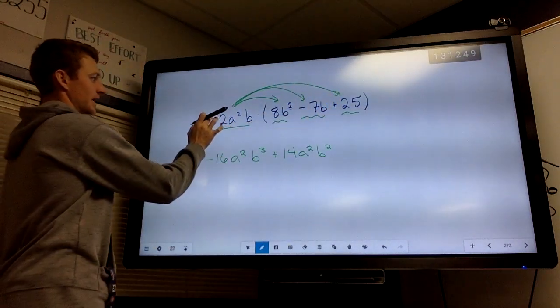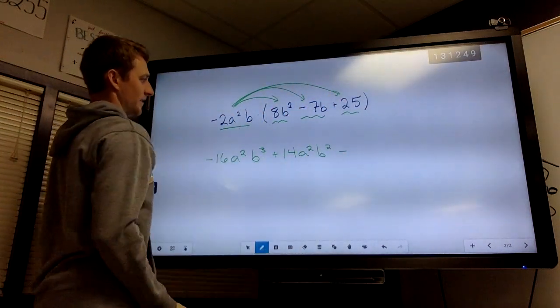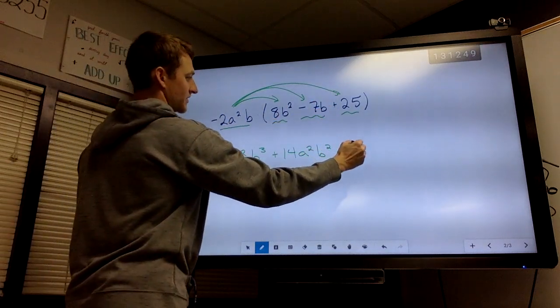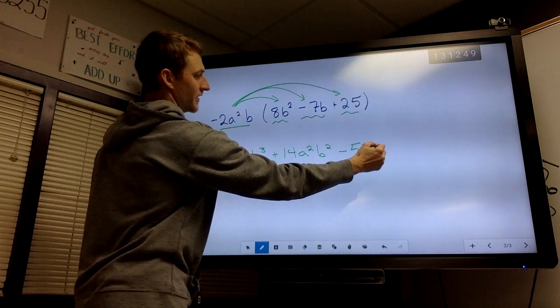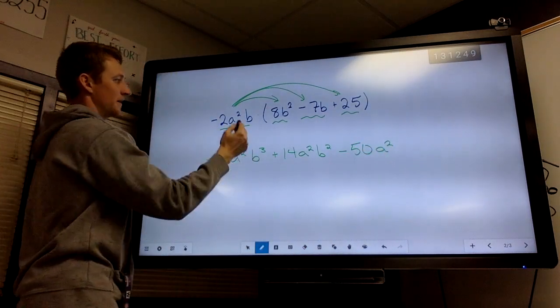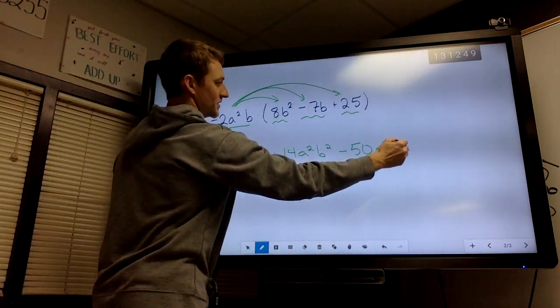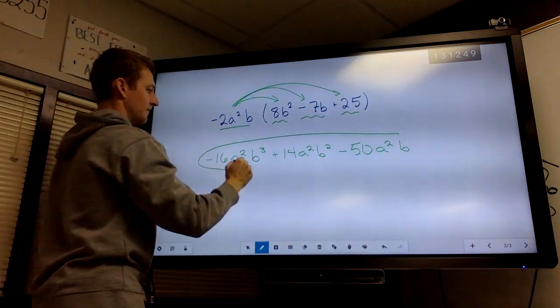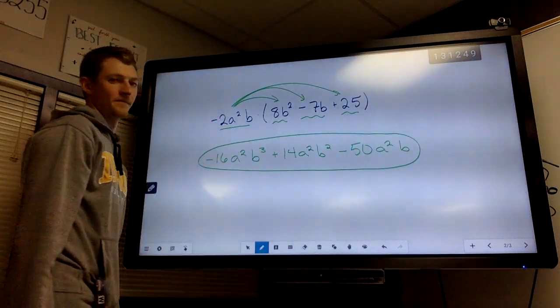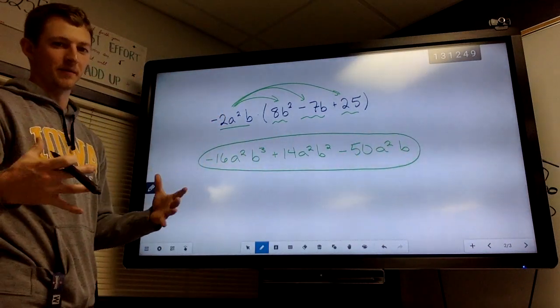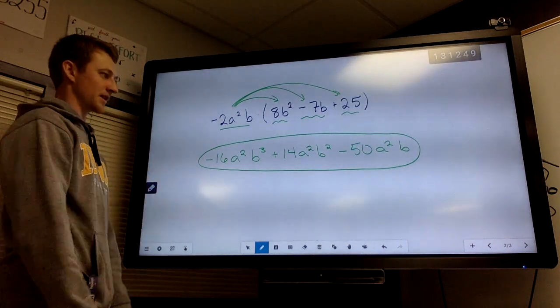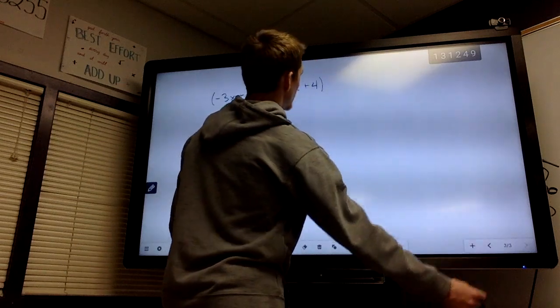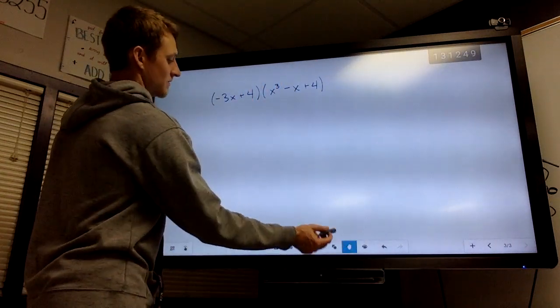Lastly, we are multiplying in negative times a positive is a negative. 2 times 25 is 50. A squared, nothing over there, so we still have a squared. B times nothing over there is just b. Okay. So again, our answers are really big, but we can just break it down into multiplying numbers together and then variables together.